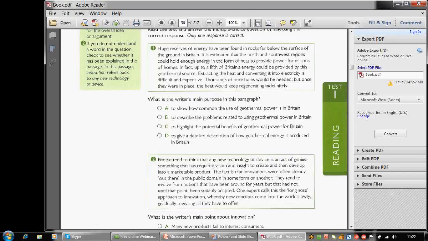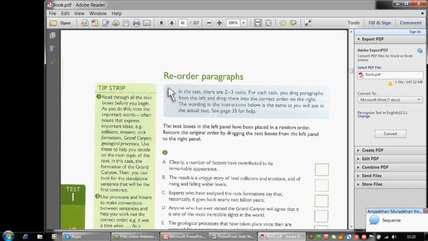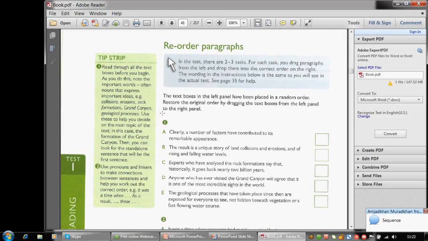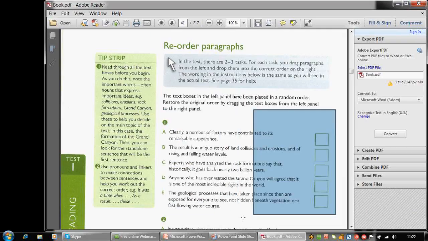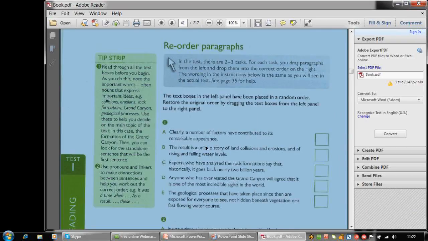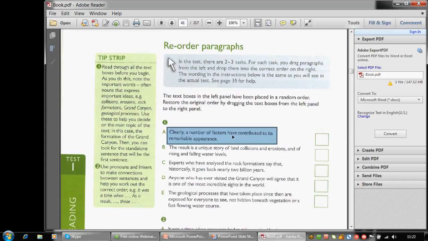In this reorder paragraph, I'll get something like this. The appearance is that you'll have a source box and a target box. What you need to do is assume that these paragraphs are the source. If this is the first one, I'll drag and drop it inside the first box, then the second box, third, fourth, whatever.